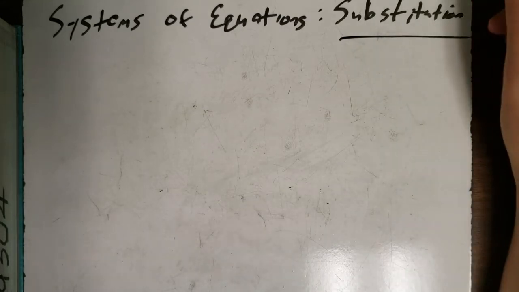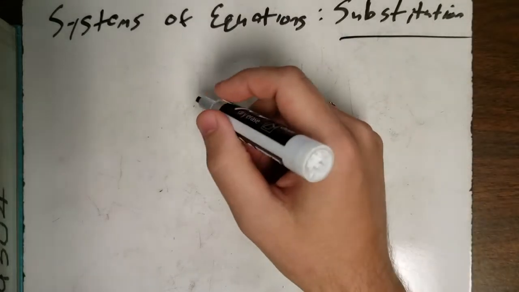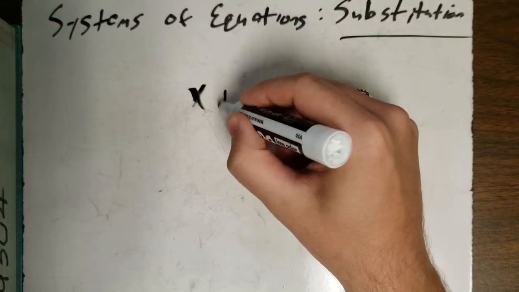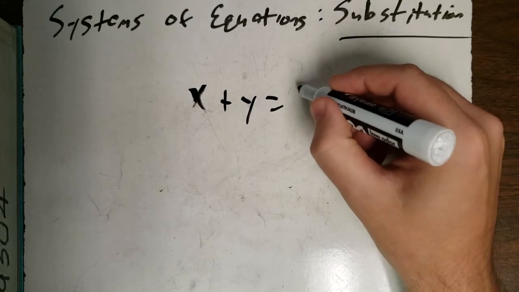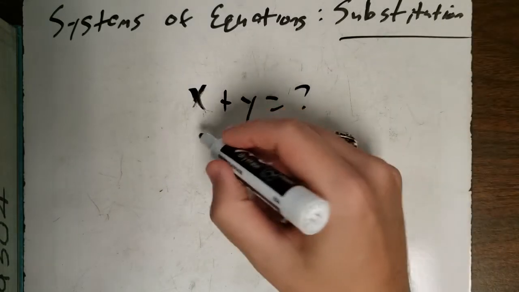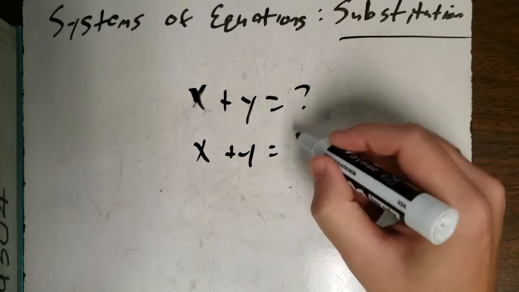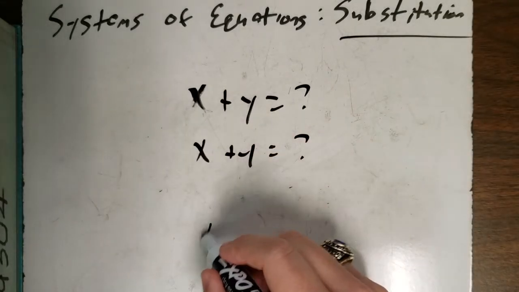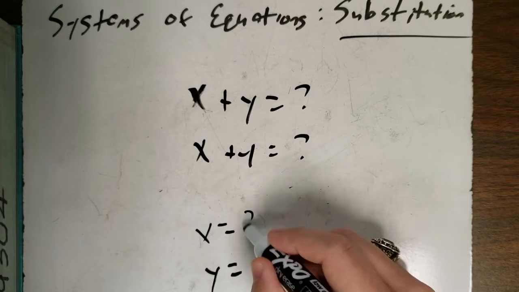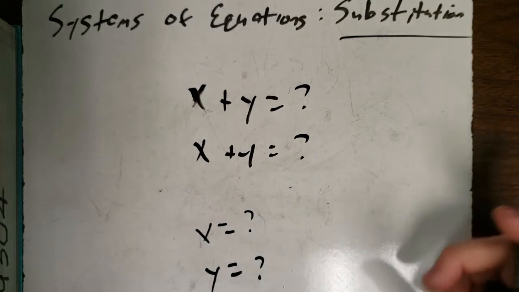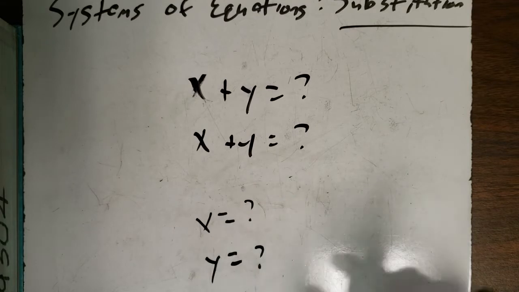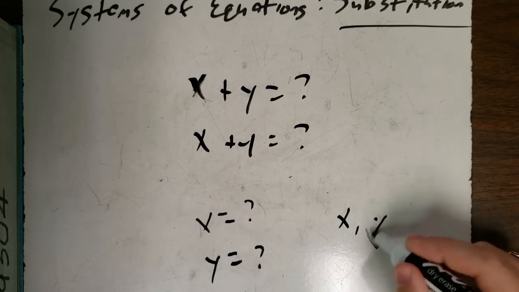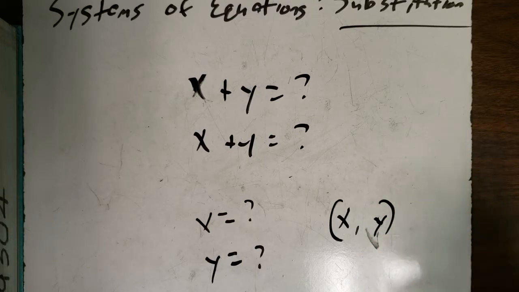First, let me just show you a basic example. Really what you're going to have is x plus y equals some number. We're just going to put a question mark. The point is that you need to find what x equals and what y equals. It's trying to solve for both x and y, and it's going to be a point.